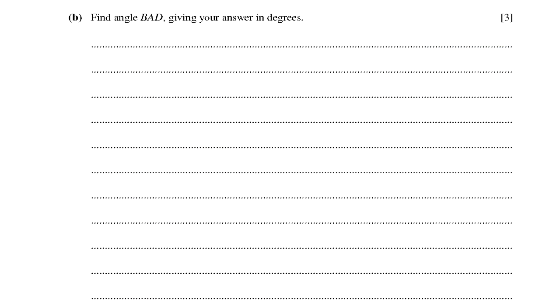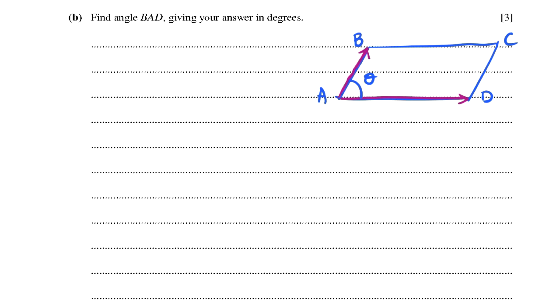Part B is find the angle BAD, giving your answer in degrees. All right, well, this is actually very fortunate for us because BAD is the angle between the vectors AB and AD, and we were just using the vectors AB and AD, and we actually found the length of those vectors. So how do you find the angle between two vectors? Because if we find the angle between the vectors AB and AD, we will have the angle in the parallelogram, the angle BAD.